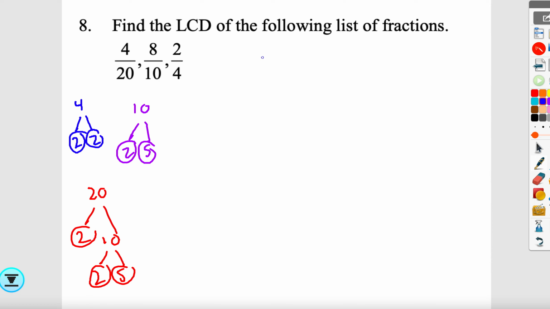So let's write out the factors. 4 is equal to 2 times 2. 10 is equal to 2 times 5. And 20 is equal to 2 times 2 times 5. And let's go ahead and figure that out.